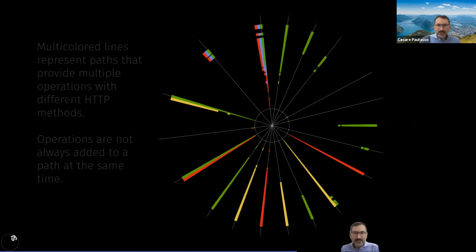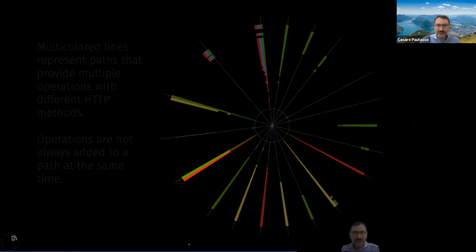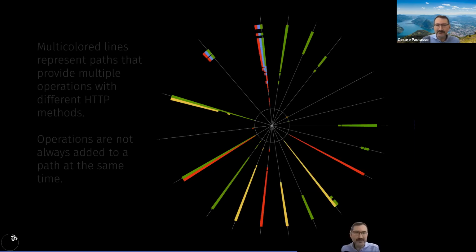Now, if we add more colors on the same line, it means that this is a path that has multiple operations. So in this case, we can see the post and get structure for creating and enumerating the content. And here we can see the delete, put, and get for interacting with the items. We can also see that adding multiple operations to the path, sometimes you don't do it all at once. And sometimes there is some uncertainty, so you add an operation, then you remove it.